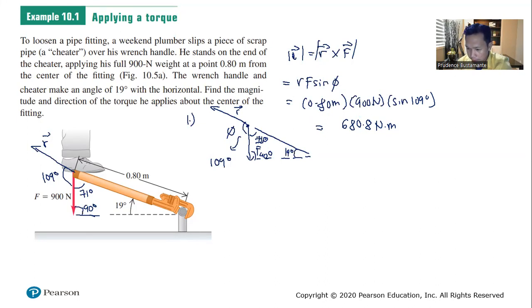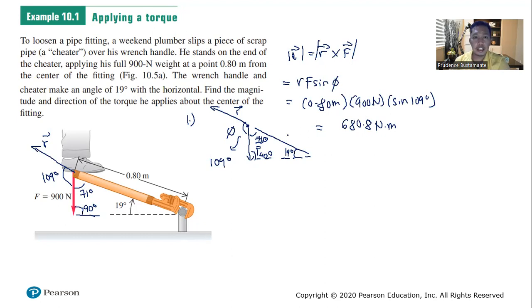In your book it is just 680 Newton meter. In three significant figures, it should be 681. So 0.80 times 900 times sine of 109 degrees.